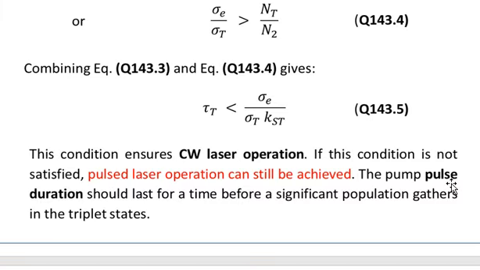The pump pulse duration should last for a time before a significant population gathers in the triplet state. So you see that we must ensure the pulses to be emitted, and the pumping pulse should complete its duration before a significant population gathers in the triplet state for the pulse operation to be ensured.